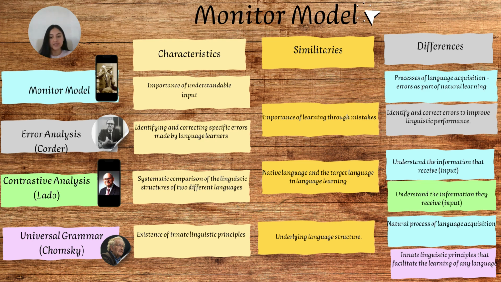And lastly, with universal grammar, Krashen's monitor model focuses on the natural process of language acquisition through interaction and understanding of input, while universal grammar posits that all humans possess innate linguistic principles that facilitate the learning of any language.